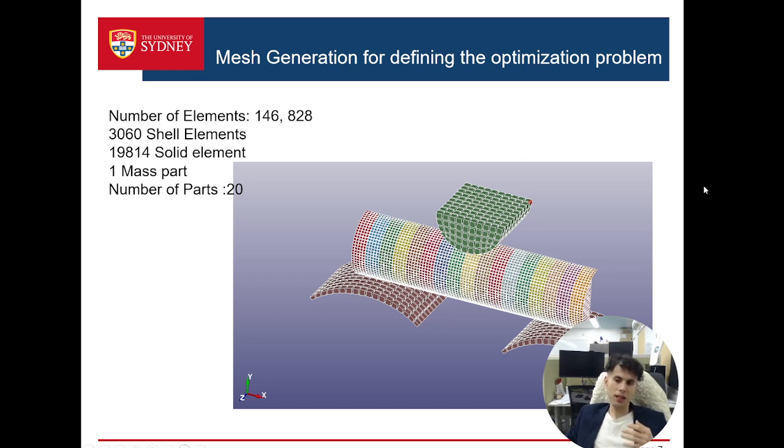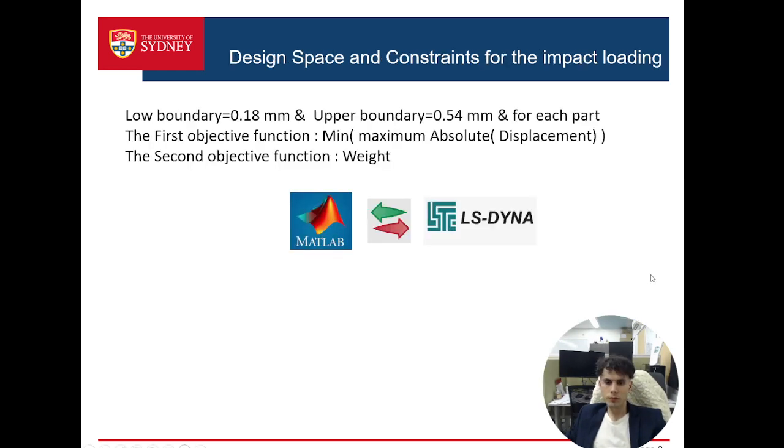If we consider that at this stage, the punch is coming with a constant velocity, and we will see the results. So the first objective function is we want to minimize the maximum displacement of each node. And the second objective function is the weight of the whole shell casing.